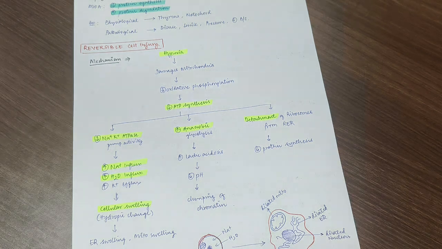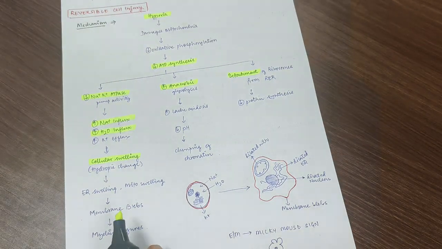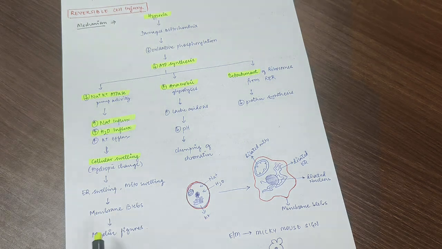Now the cell is swelled. Now the organelles will start swelling. That is endoplasmic reticulum and mitochondrial swelling. Endoplasmic reticulum and mitochondrial swellings are seen. At the last, the membranes are swelling. Okay, the membrane is getting swelled.